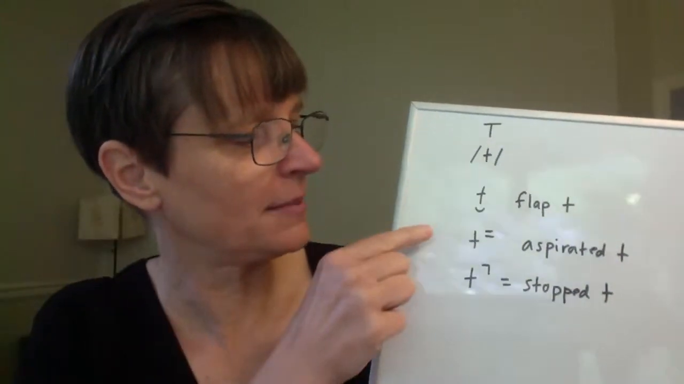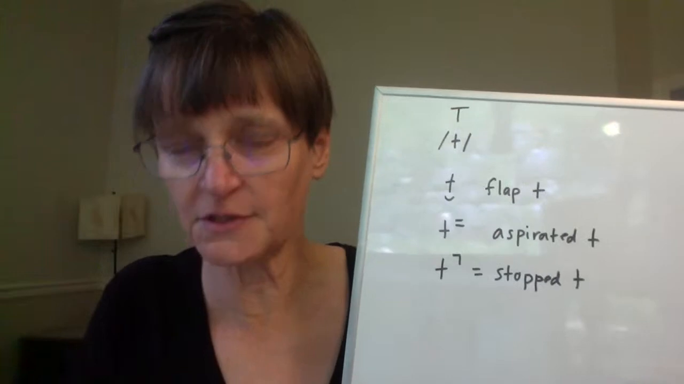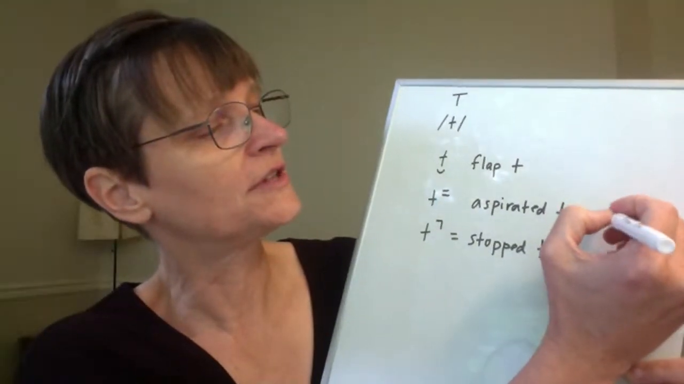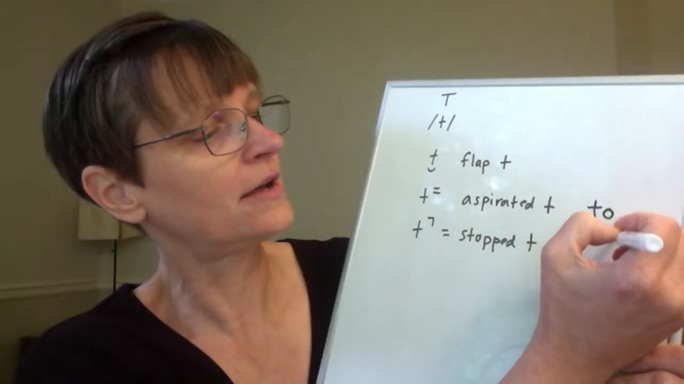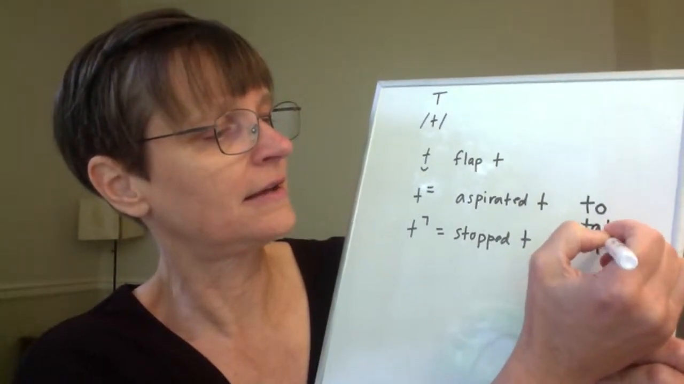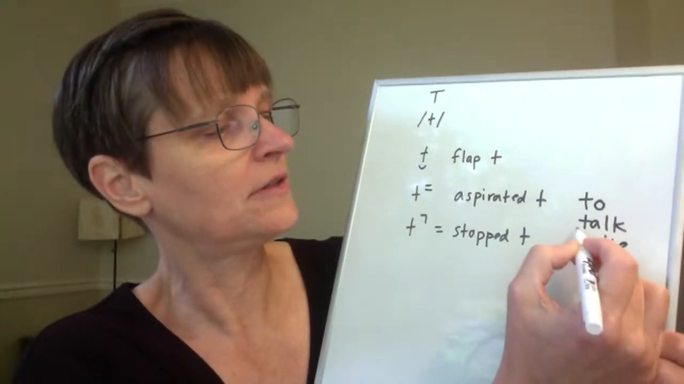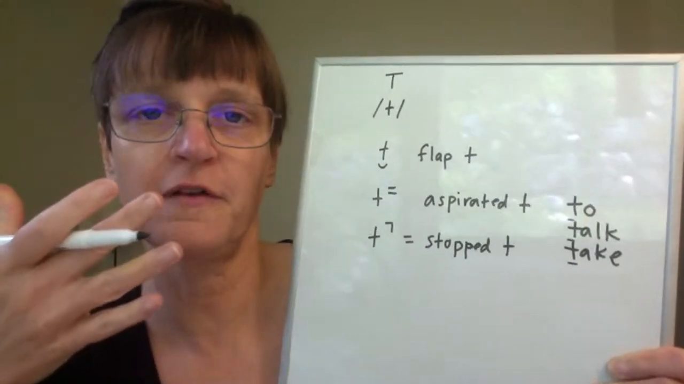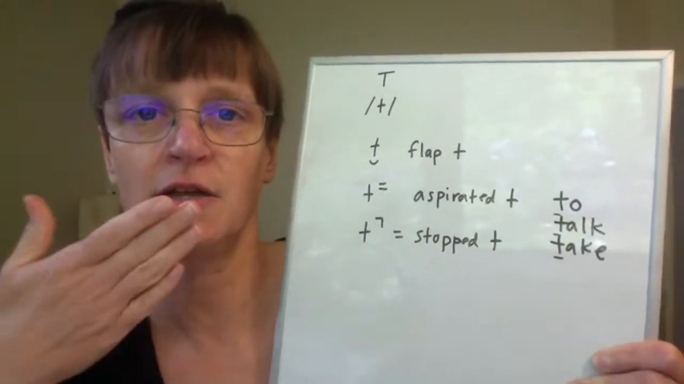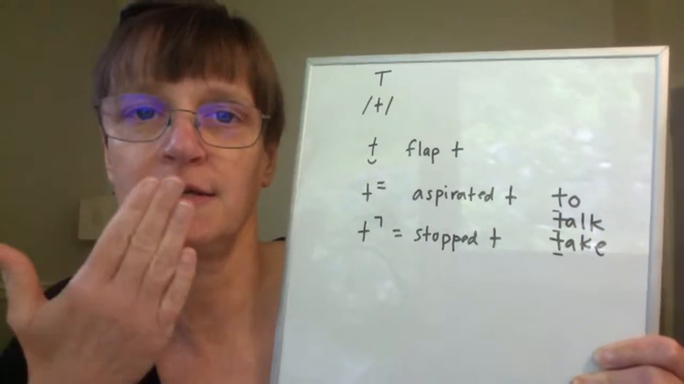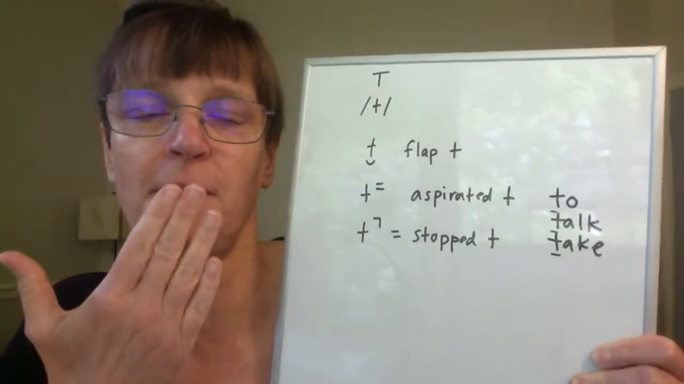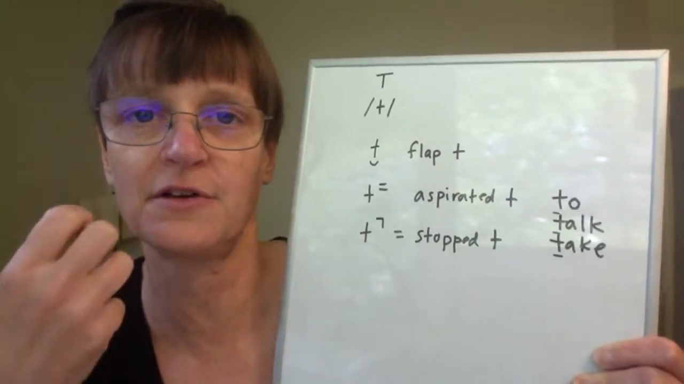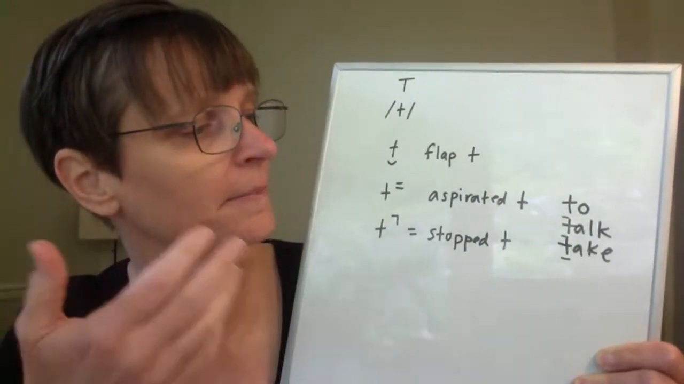So let's start by talking about aspirated T. This is the T sound that we typically use at the beginnings of words. So in words like to and talk and take, in American English, these T sounds are all aspirated. And what that means is that there's a little puff of air when I say the T sound. So when I say to, talk, take, you'll see I'm putting my hand in front of my mouth. I can actually feel that little puff of air. The sound is released and there's a puff of air there.